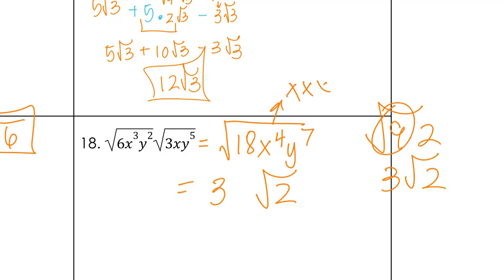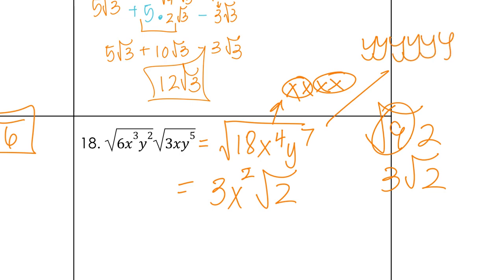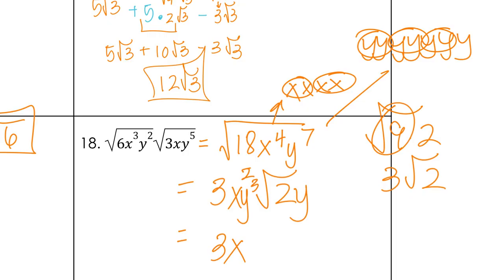X to the 4th. That's 1, 2, 3, 4 x's. How many pairs? 2 pairs. Any left over? No, ma'am. Good. So an x squared leaves. And then the y's. I've got 1, 2, 3, 4, 5, 6, 7. 3 pairs and 1 stays in. So a y cubed leaves, and there's 1 y left inside. Let me write that a little nicer. So we have 3x squared y cubed square root 2y.